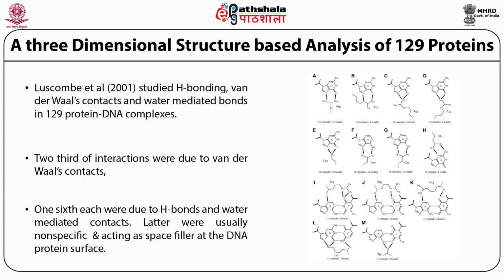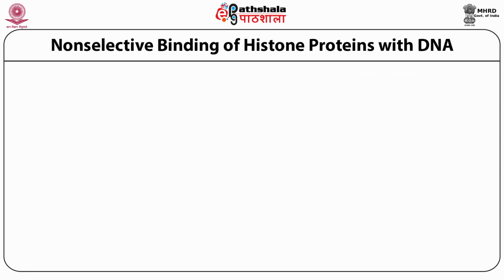You can see the interaction, the majority of them between arginine and guanine. Then there are interactions between lysine, guanine and adenine, and interactions between the base pairs, that is arginine interacts with AT base pair, and so on. Many proteins have non-selective binding with DNA. We have already gone through the example of histone DNA interaction.